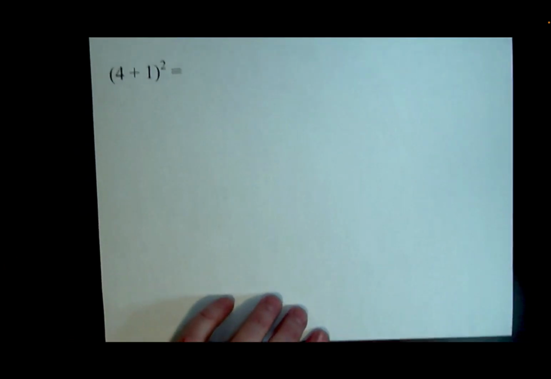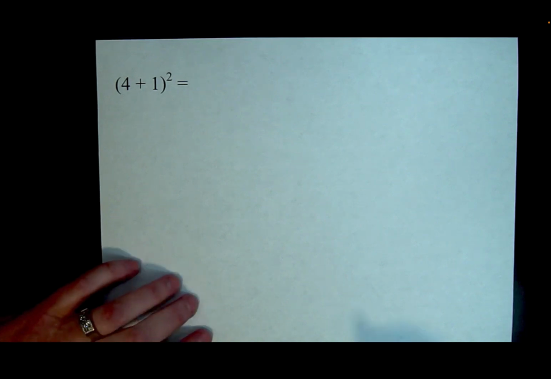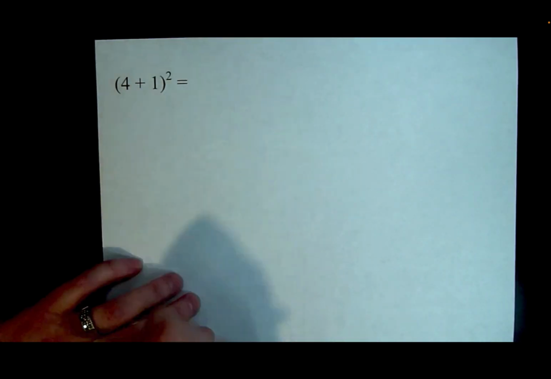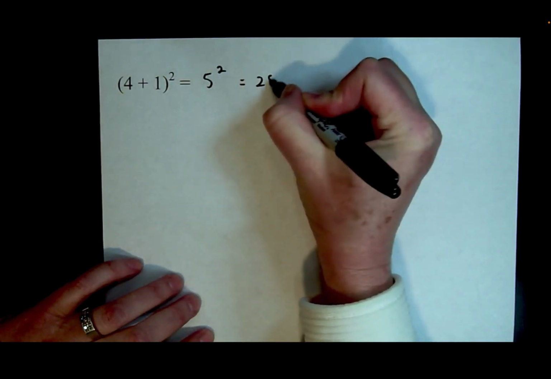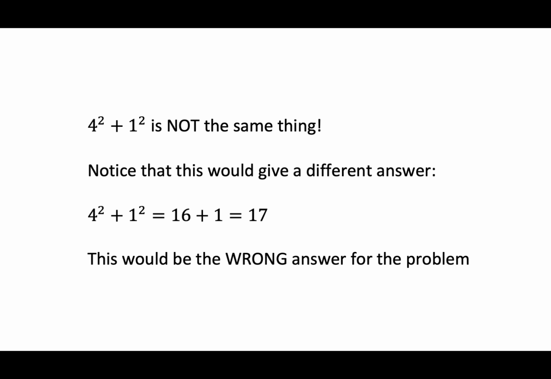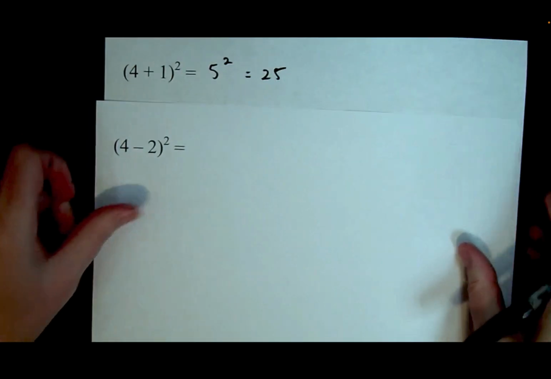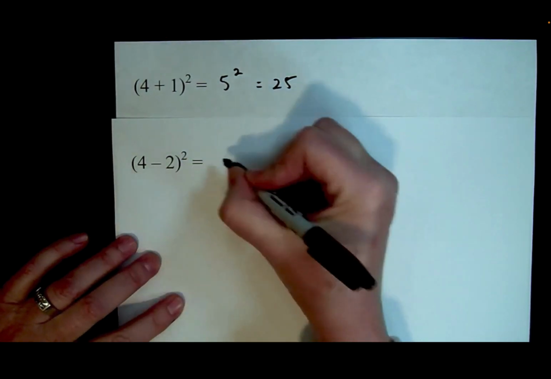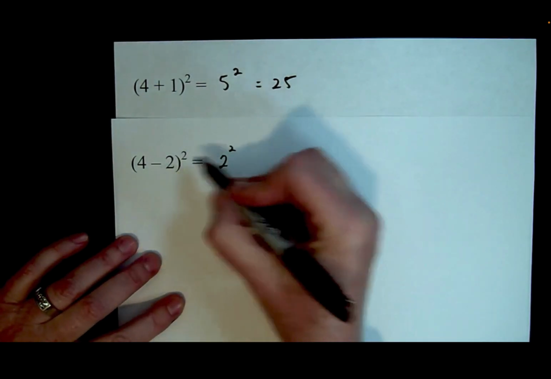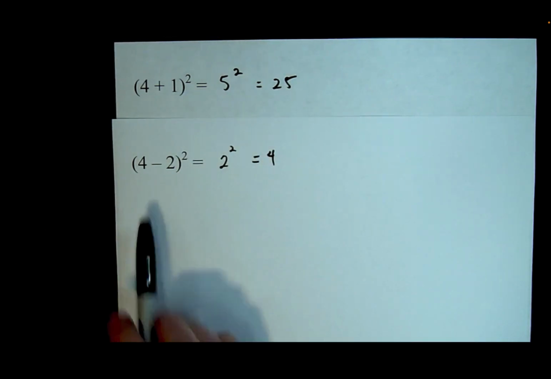Last, a couple of cautionary examples to remind you that exponents do not distribute. You should not have done 4 squared plus 1 squared. What you should have done is 4 plus 1 is 5, and then square the 5. And similarly with subtraction, you would not do 4 squared minus 2 squared. You do what's in the parentheses first, and then apply the exponent, and you get a 4, which is different than what you would get if you did 4 squared minus 2 squared.